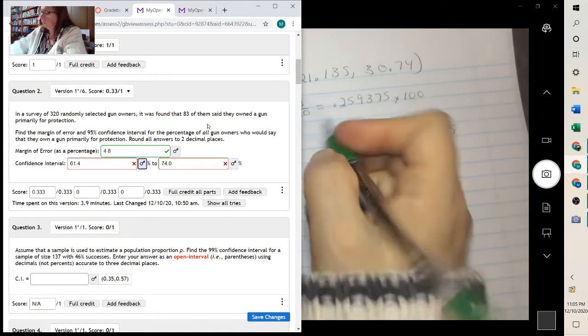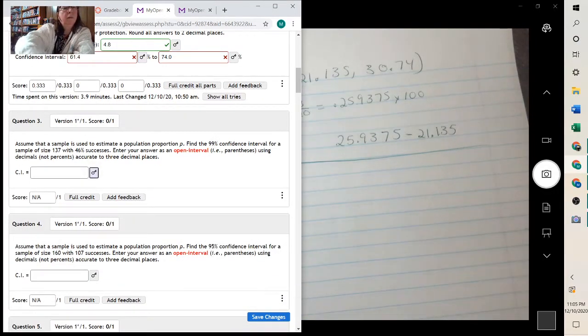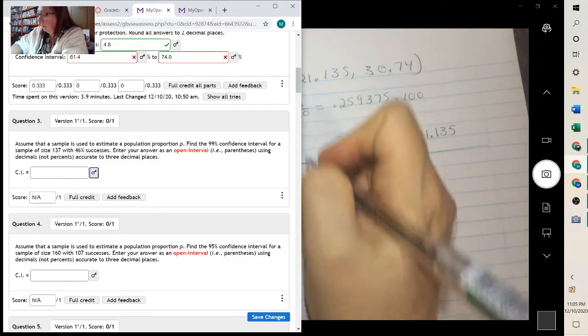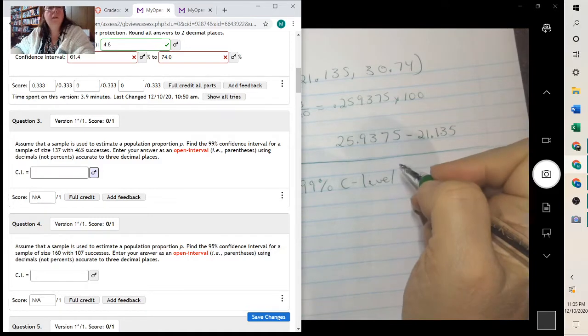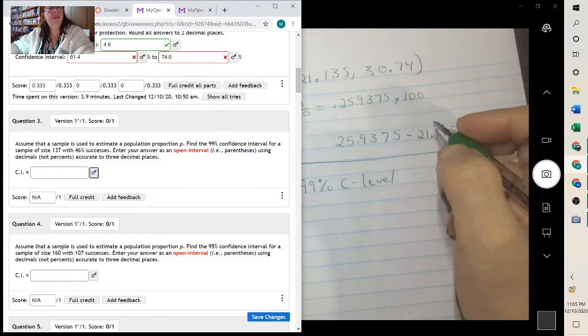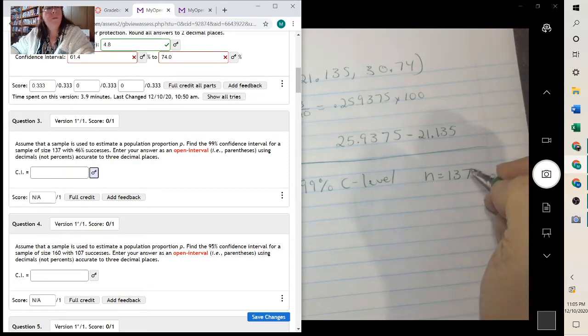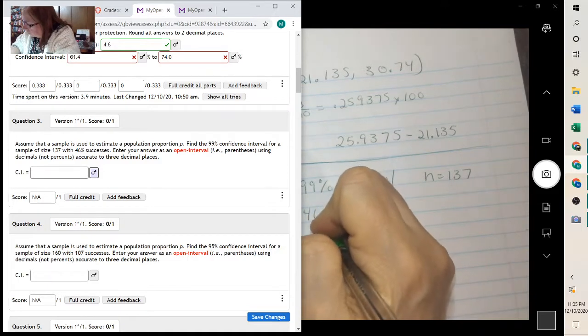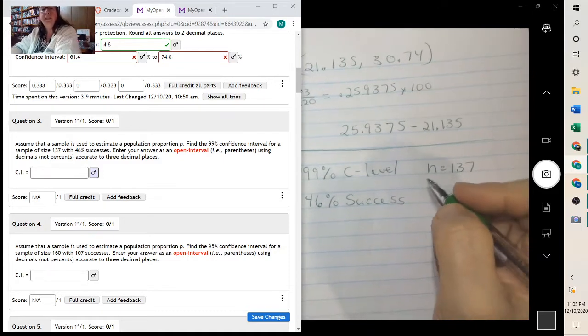Let's try another one. Okay, this one, notice it says the decimal, not the percent. Assume that a sample is used to estimate a population proportion. Find the 99% confidence level for a sample of 137 with 46% success. So instead of giving us X, they gave us the percent.